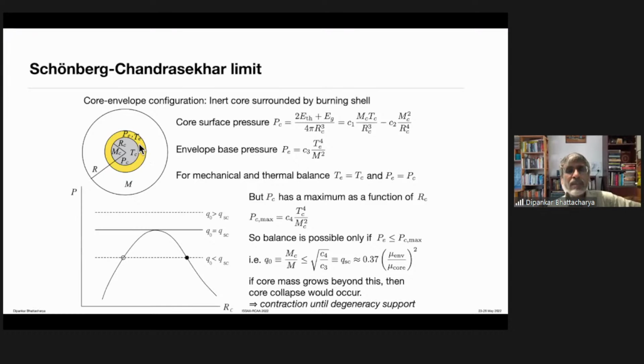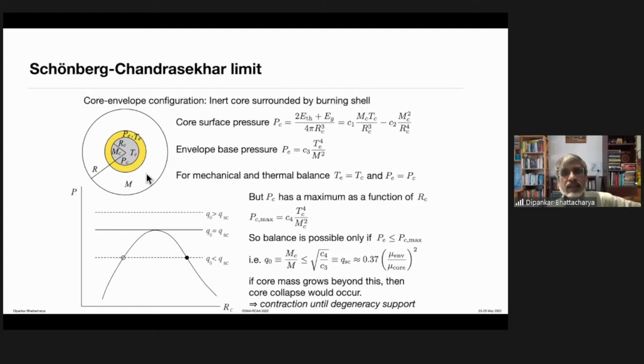Now we said that this pressure for an equilibrium must equal the envelope base pressure Pe. So envelope base pressure we can write as we have done before as G m envelope squared. The envelope has a mass capital M and radius capital R. So the base pressure of the envelope would be G m squared by R to the power of 4.